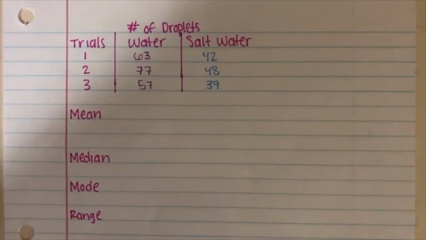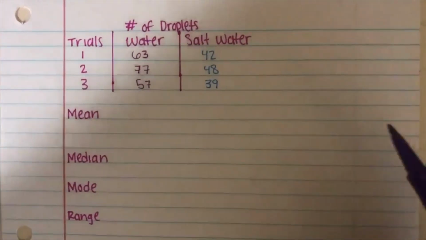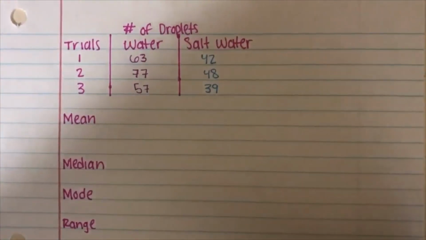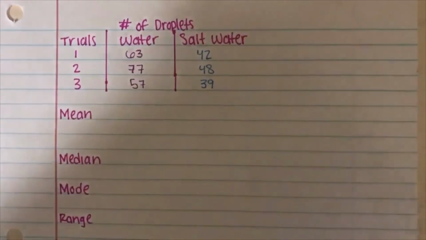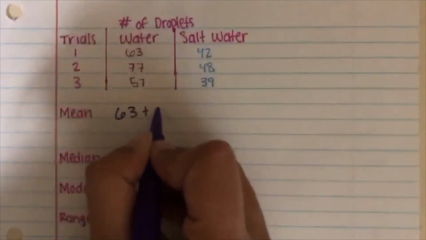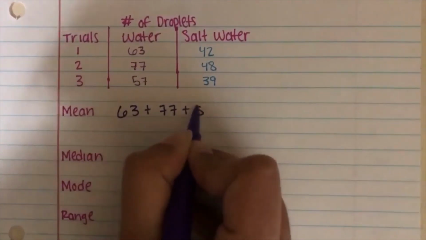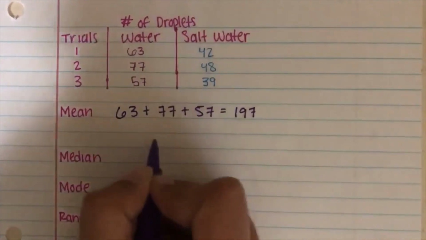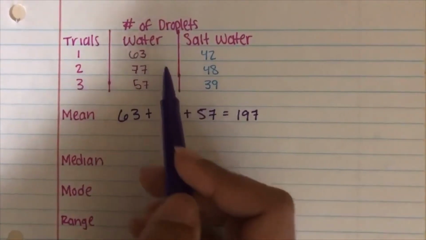So now that we've completed the experiment, we need to analyze the results to come up with a conclusion. So here are the results of our experiment. First, we're going to find the mean. In order to do that, we're going to add the 3 values that we found, 63 plus 77 plus 57, which equals 197, and then we're going to divide it by the number of values we have, which are 3.